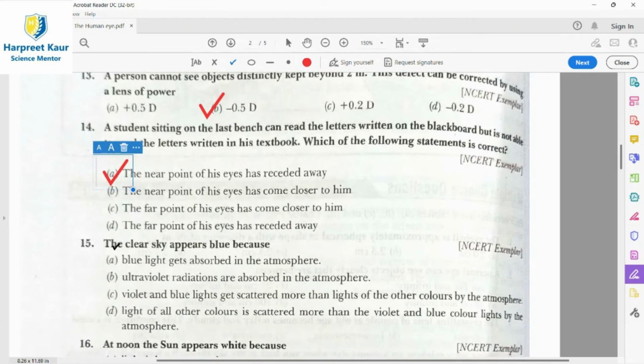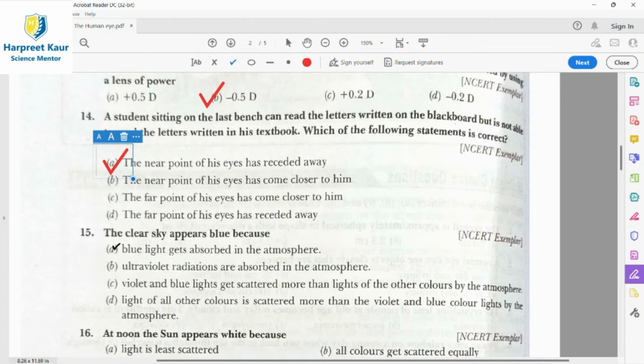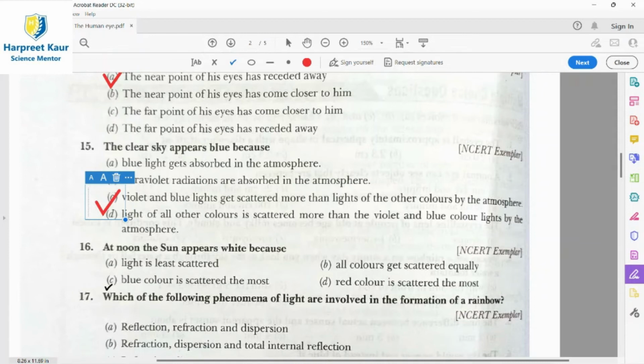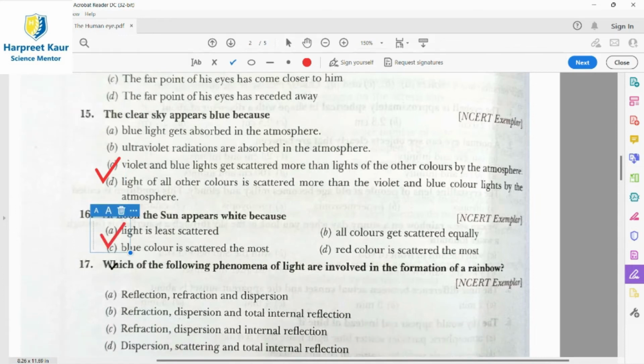Then question 15. The clear sky appears blue because. So the answer here is option C. Violet and blue lights get scattered more than the lights of other colors by the atmosphere. Then question 16. At noon the sun appears white because the light is least scattered. So that is why the sun appears white. So option A is the right answer for this.